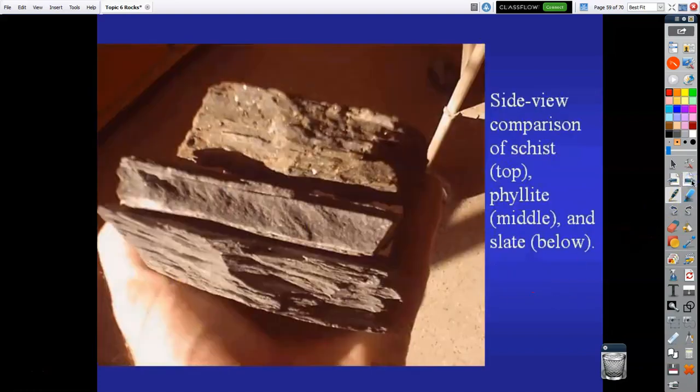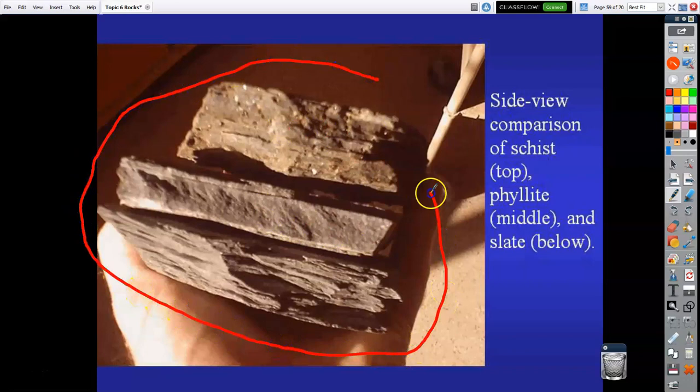And I think I have a picture, yeah, of all three. So the slate is on the bottom, which has a dull finish. The phyllite's going to be wavy and a little bit shinier, and then the schist would be really sparkly. So these three are like cousins. I gave a silly analogy, I remember, to a student last year who was struggling with these, and maybe it was not a good analogy, but it worked for that kid, and the kid remembered it.